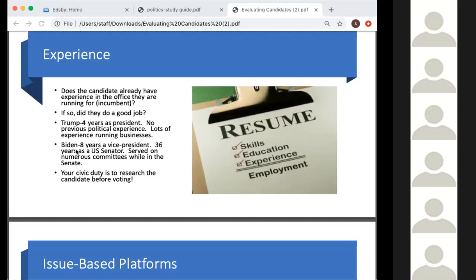I used Trump and Biden as an example here. I don't know if you guys saw the news yesterday. Bernie Sanders dropped out of the race. So it's going to be Biden versus Trump in the general election in November. So the Democratic primaries are pretty much over. Here are some of the positives about these two guys. So obviously Trump has already been 4 years as president, so he's got some experience doing that. However, he had no political experience prior to being president, but he does have a lot of business experience.